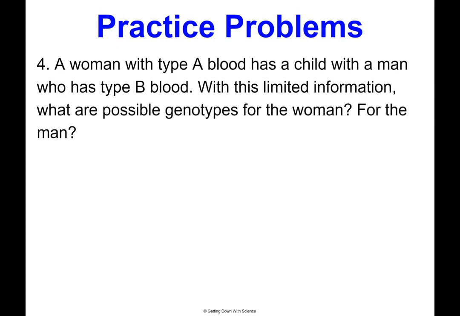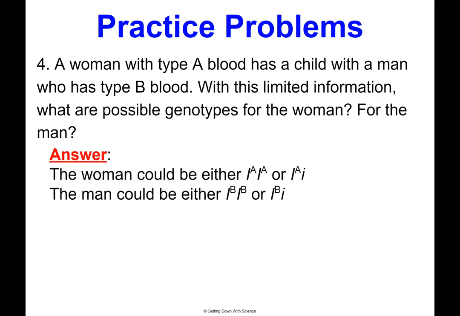Okay, a woman with type A blood has a child with a man who has type B blood. With this limited information, what are possible genotypes for the woman, for the man? So if we have type A blood, well, obviously we can have AA because that's all we get. But remember how we talked about this situation? What about O? And we realized that O is recessive to A and B. So we could have AO. Same thing with the male for B. He can be BB or BO.